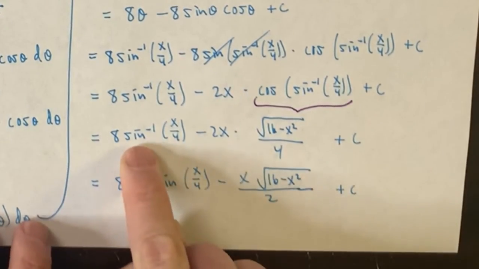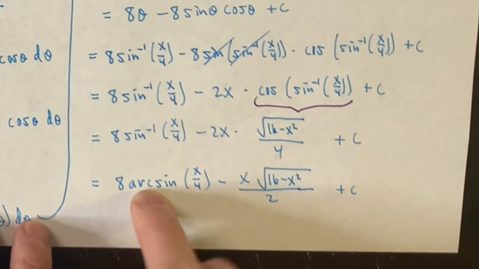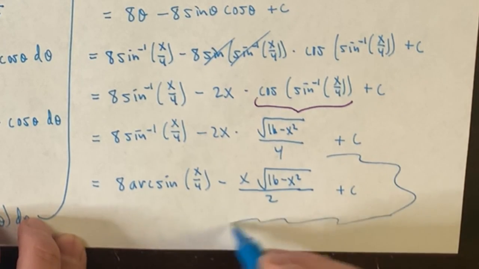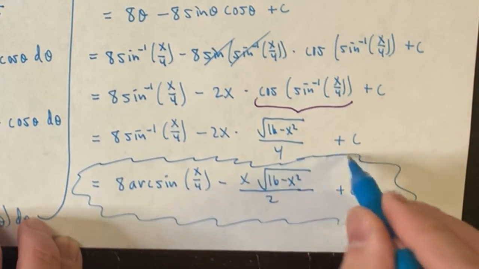And then instead of sine inverse, you can just call it arc sine. It's the same thing, it's just a different notation. That got simplified a little bit. So I propose that this is the final result.